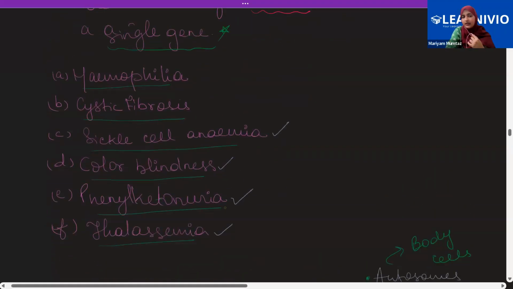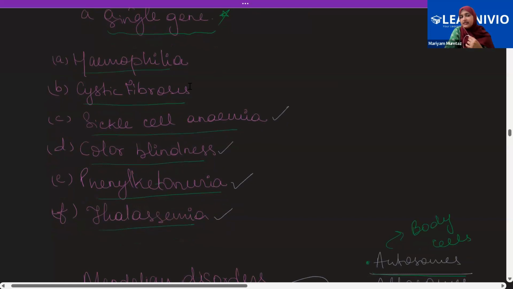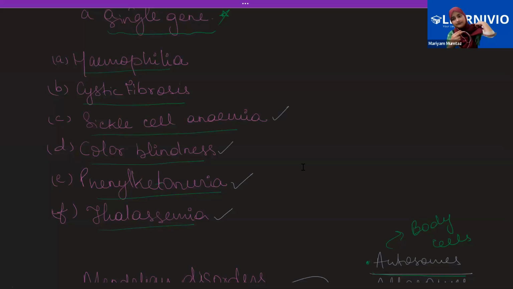The examples: hemophilia, cystic fibrosis, sickle cell anemia, color blindness, phenylketonuria, and thalassemia. Have you people heard any of these disease names before? Do you know anyone's symptoms? Anything you know about any disease?